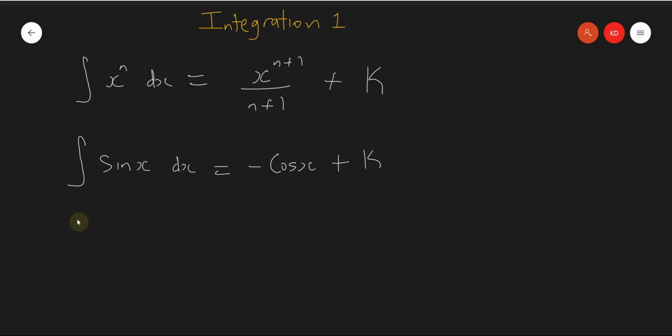If we integrate the cosine of x with respect to x, then we're supposed to get sine x plus some constant. Okay, so of course we can check if this is correct.